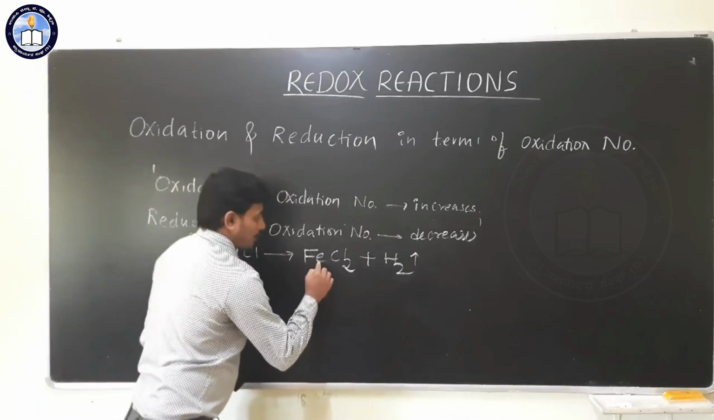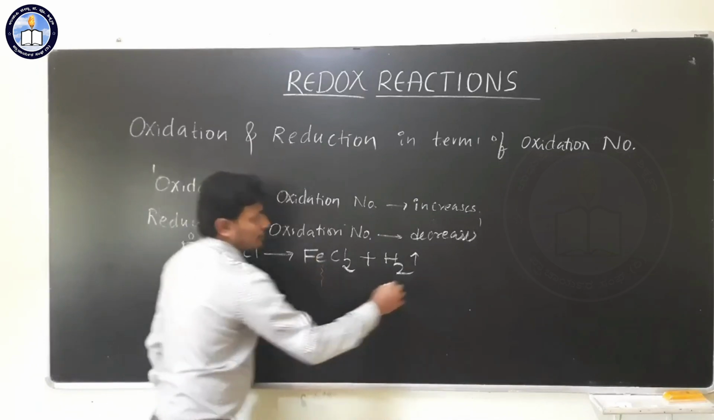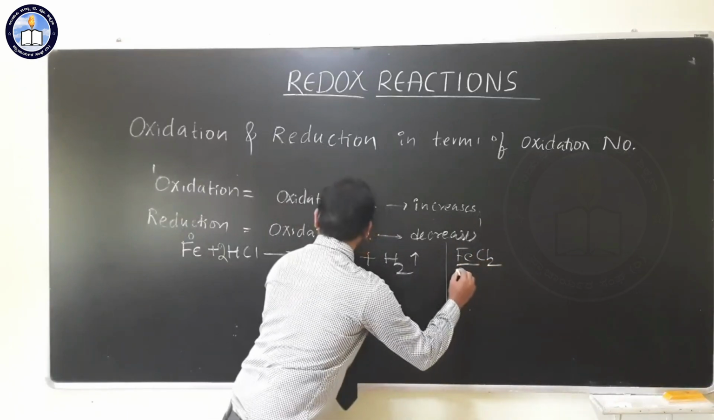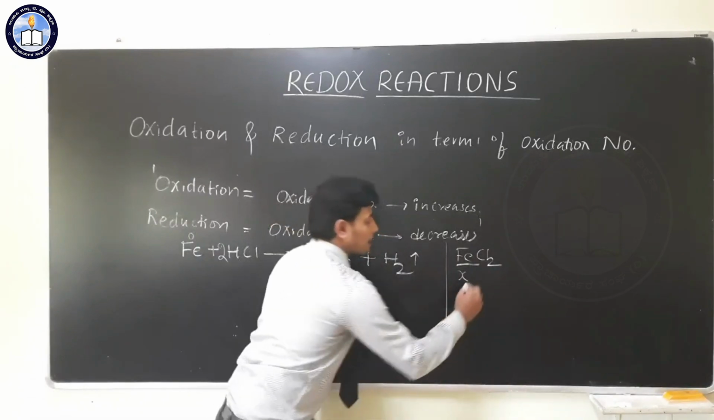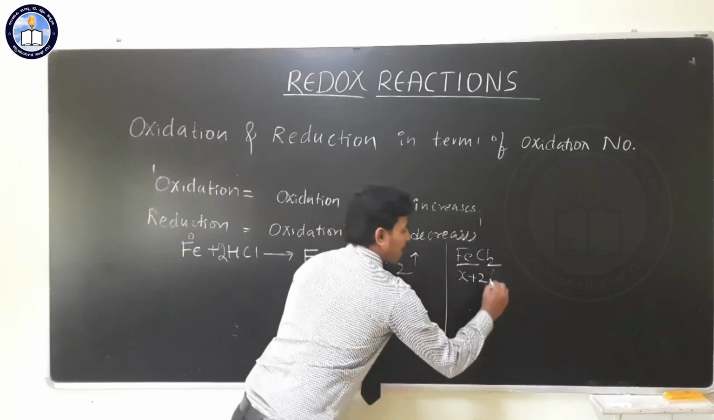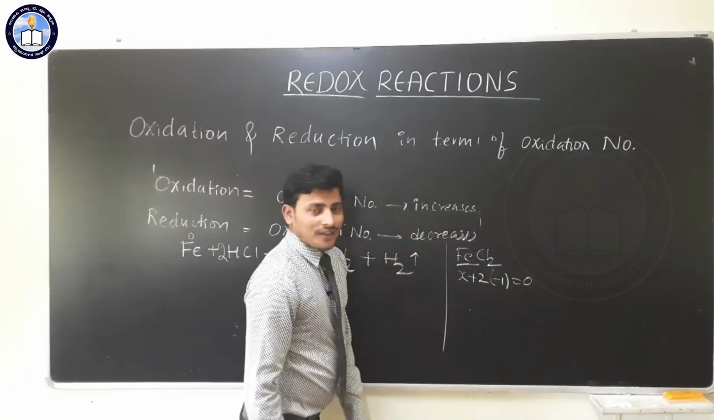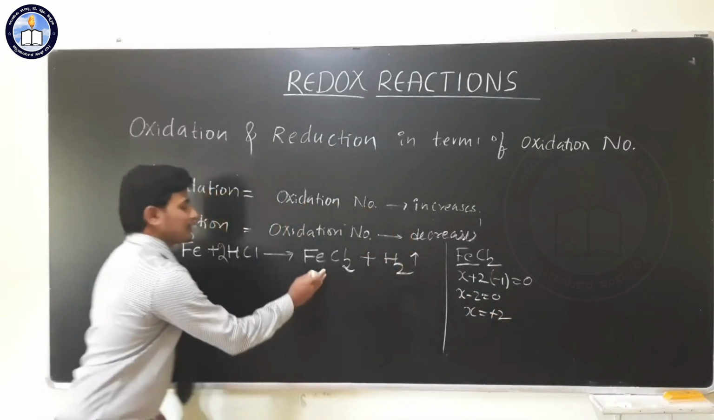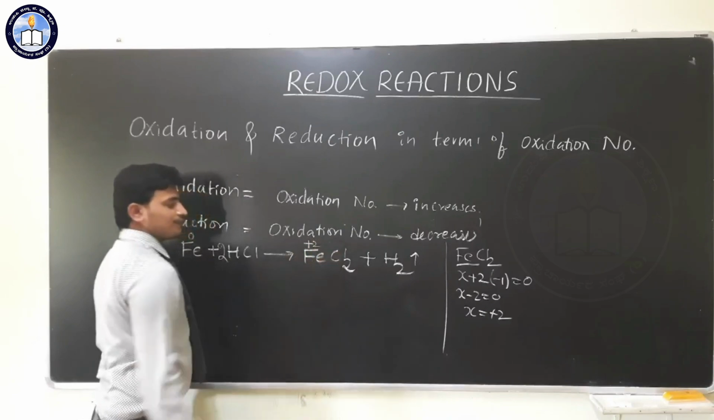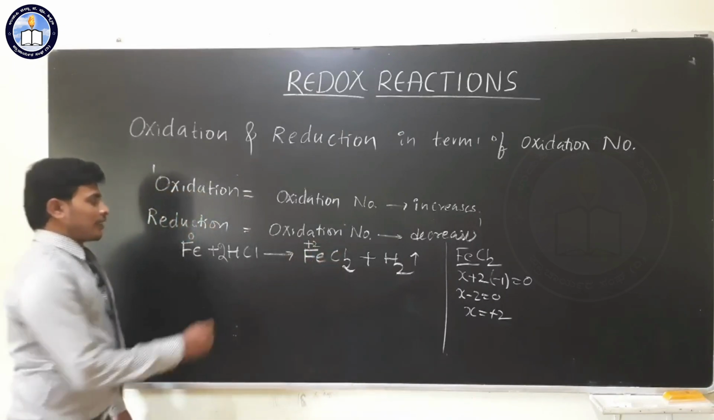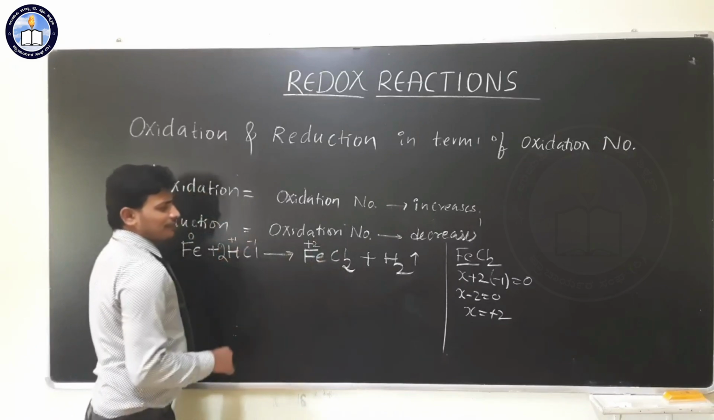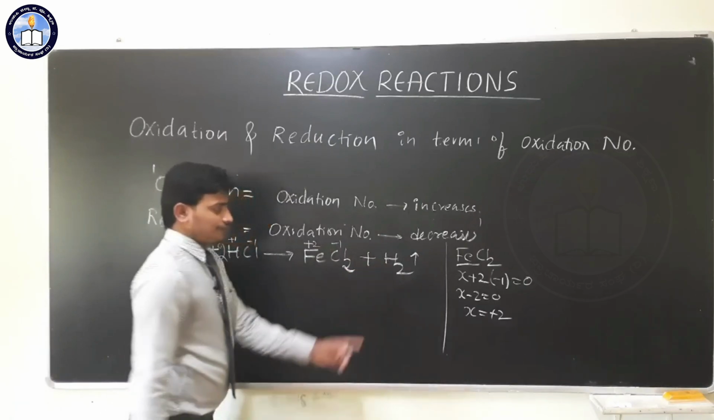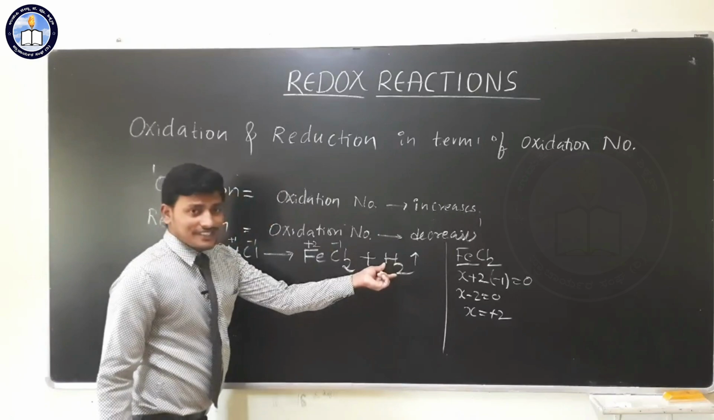But for this one, if you calculate for FeCl2, find out for Fe, that is equal to x. For Fe, x plus 2, Cl is what? Minus 1, equal to 0, then x minus 2 equal to 0, x equal to plus 2. That means for iron here it is plus 2. Hydrogen is what? We know that plus 1 in HCl, and Cl is minus 1. For hydrogen in H2, it's in elemental state, therefore it is 0.